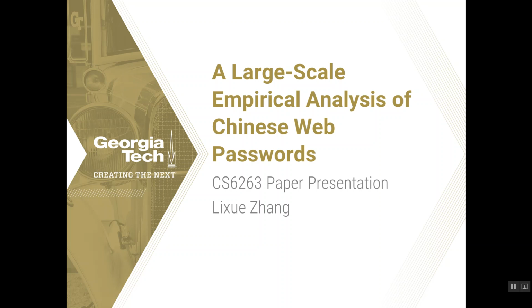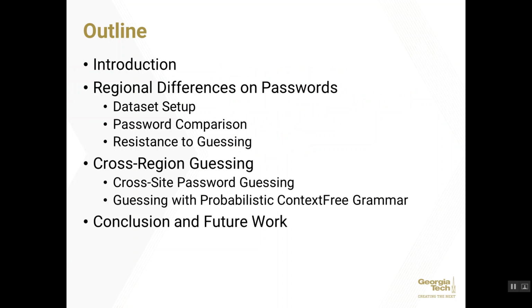The title of the paper is A Large-Scale Empirical Analysis of Chinese Web Passwords. This paper states the differences between Chinese passwords and English passwords, including the details in password composition. Then it gives the methods of guessing passwords and improvement. Today I will talk about the basic introduction, the regional differences on passwords, cross-region guessing, and conclusion and future work.